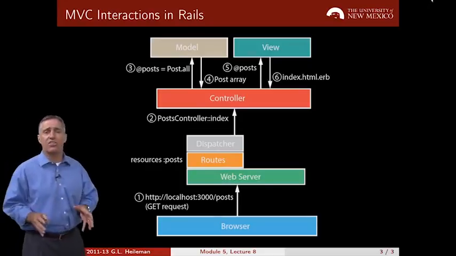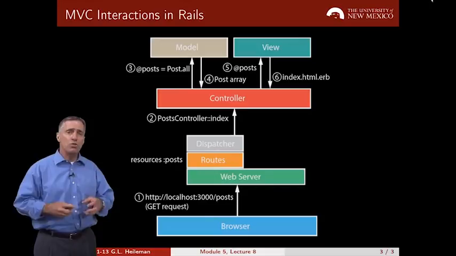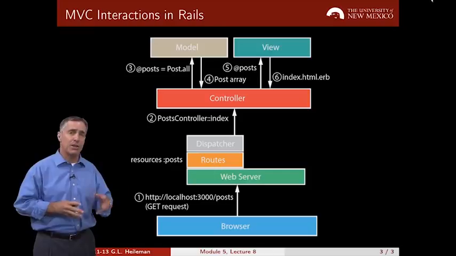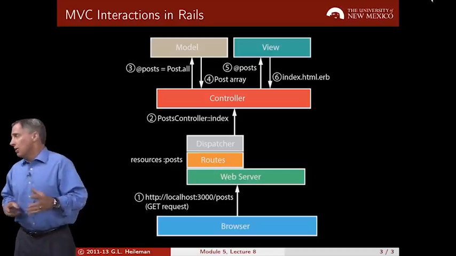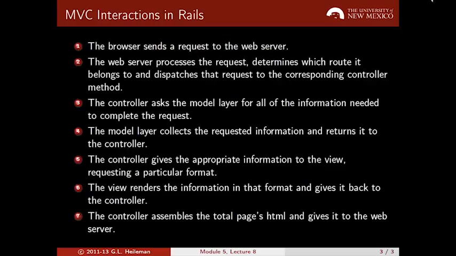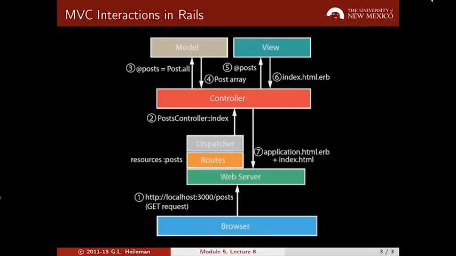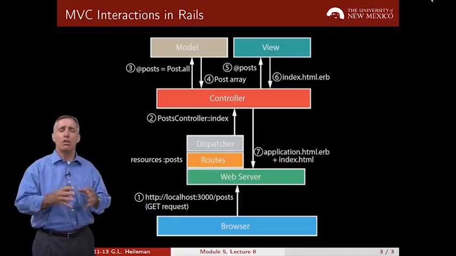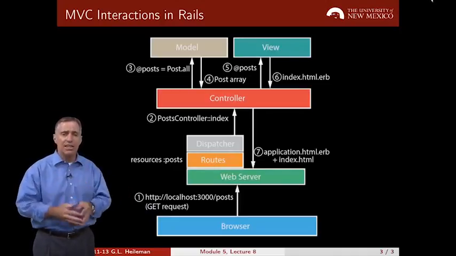This index.html.erb is used to generate the specific HTML that's going to go along with this request. So that's going to depend on the particular posts that are returned. The controller takes this and includes it with some other HTML. The total amount of HTML that's compiled depends upon the application.html file, as well as this index.html.erb file that was executed in order to dynamically create content that's going to be returned. And so that's what I show here. The controller assembles all of that, packages it together, and gives it to the web server.